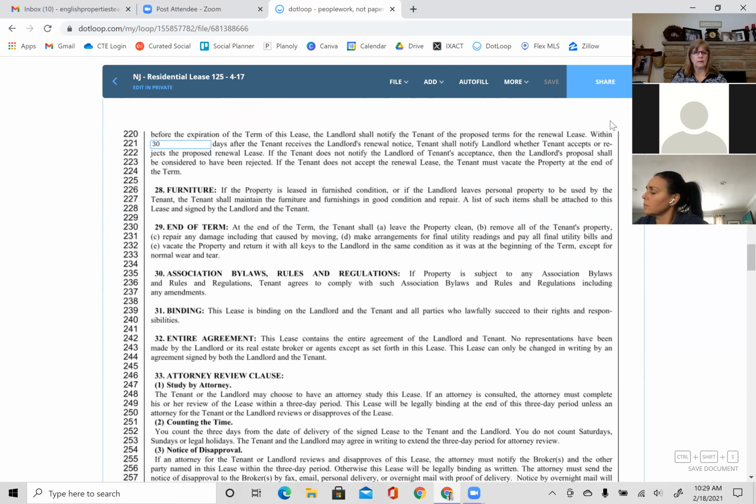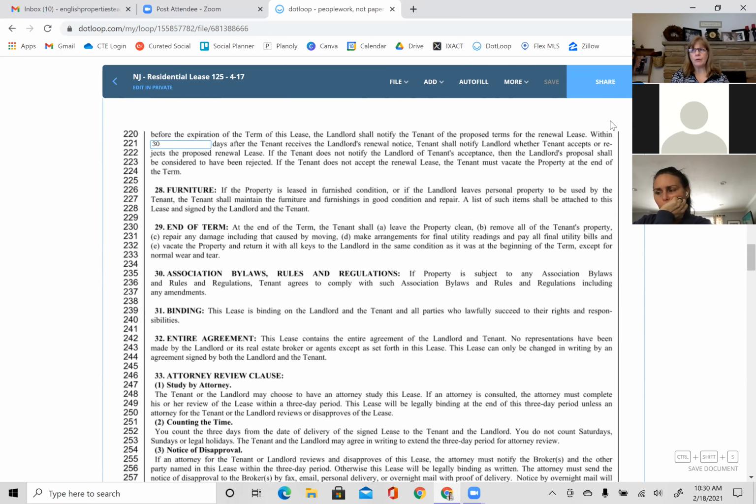Go ahead, Debbie. What if it's a yearly lease? Yep, so if it's a yearly lease, what you have is on, I'll just scroll up to figure out what page it's on. I think it's like page 3 or 4, where it says the start date and the end date. Whatever that end date is, it has to be the 60 days prior to that end date.